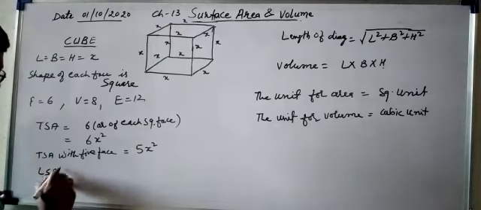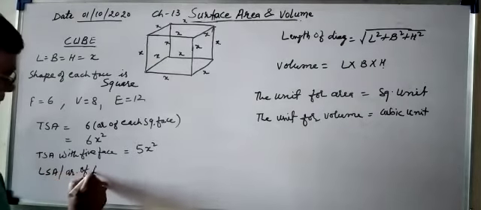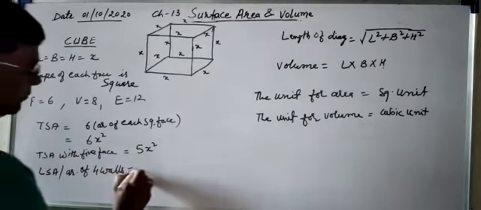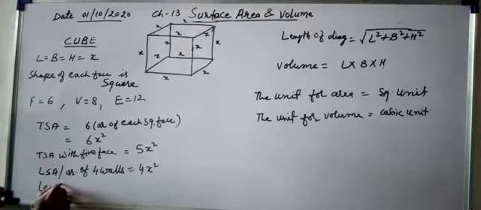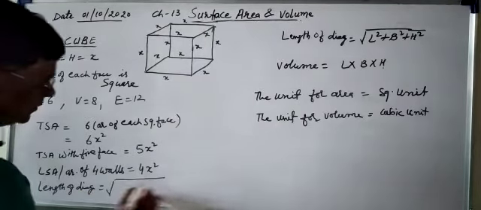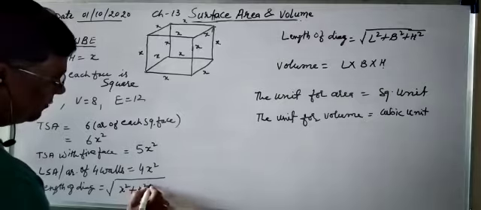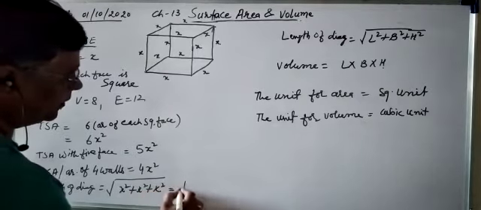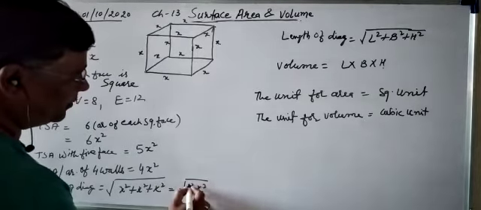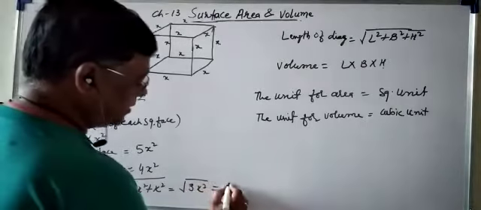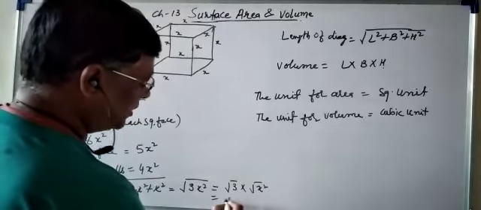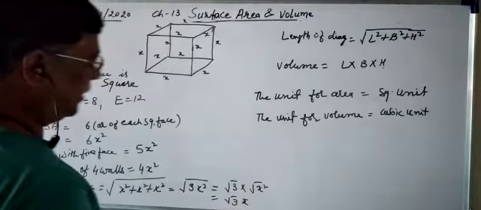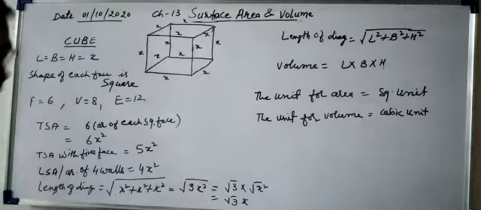LSA, or the area of 4 walls, is 4x square. The length of the diagonal is the square root of length square plus breadth square plus height square. That is root of 3x square, which we separate into root 3 into root x square, that is root 3 x.